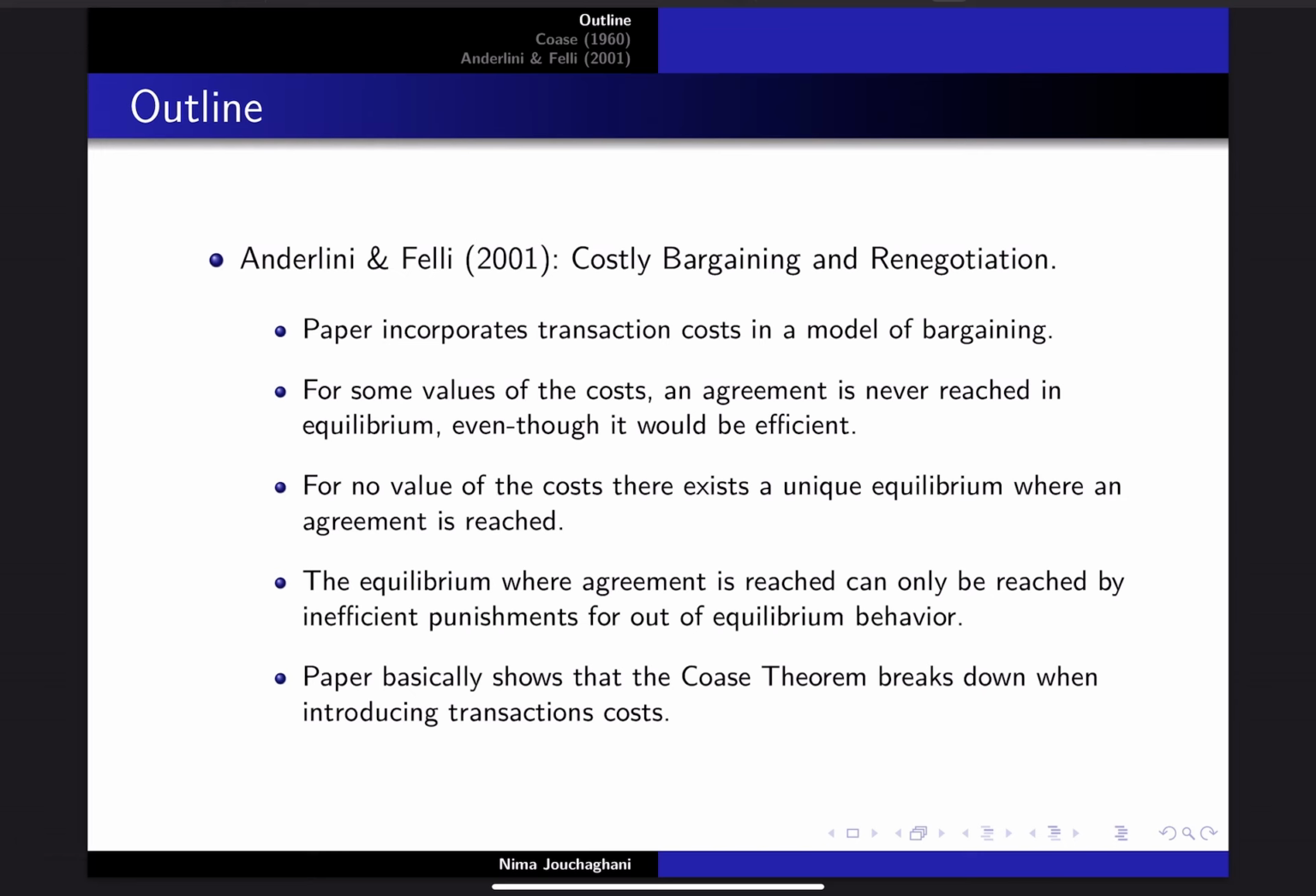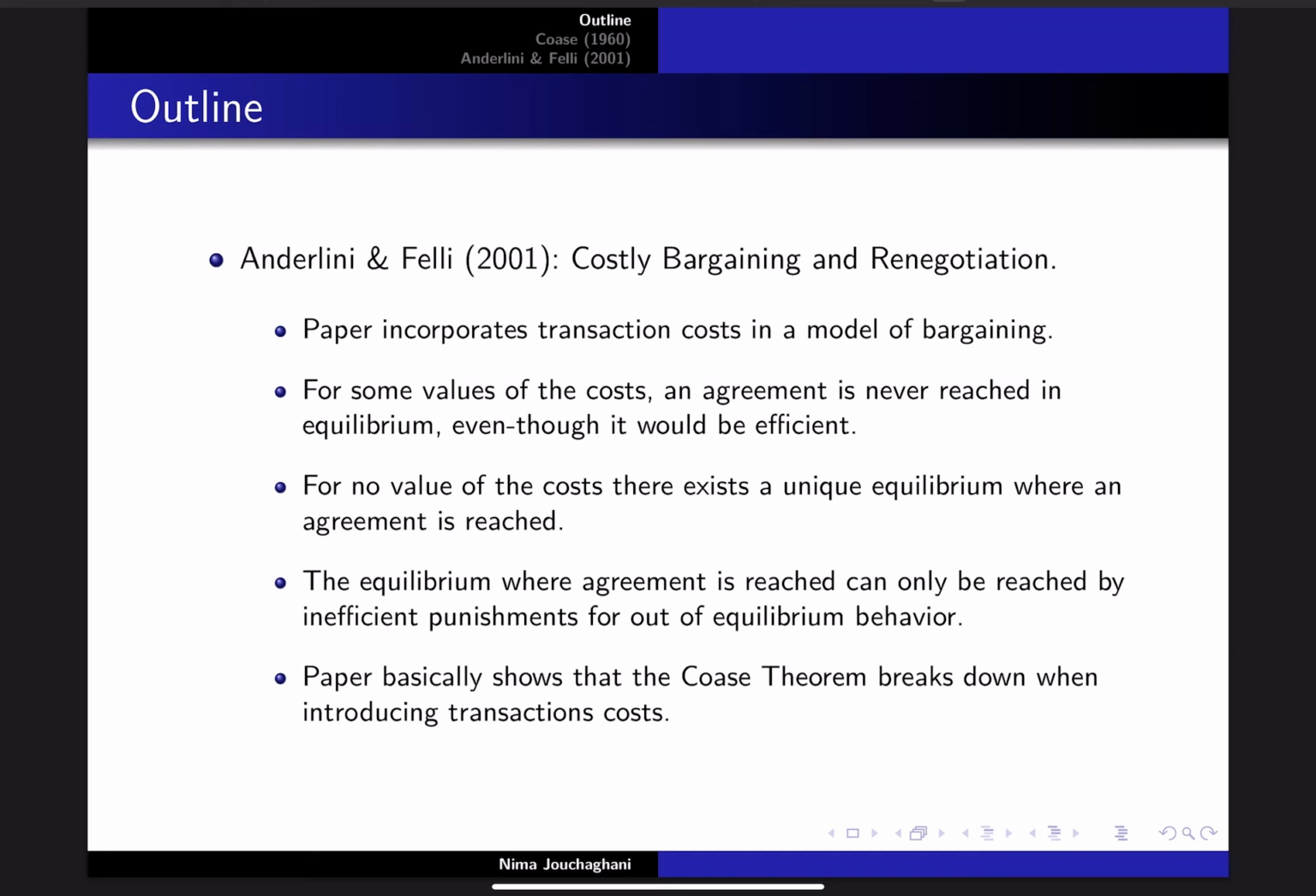So the second paper that I'm going to present, Anderlini and Felli, with the title Costly Bargaining and Renegotiation, is incorporating transaction costs in a model of bargaining. And what they find is that for some particular amount of the costs, an agreement between the parties in the market is never reached in equilibrium, even though it would be efficient. So this is an argument to say that the market outcome, which is efficient, might never be reached in equilibrium. What we would always observe in a market like this, where we have externalities and costly bargaining and renegotiation, and they have full information in the paper, are outcomes where we do not see any agreement at all, and hence the outcome is always inefficient. That's what could happen if you take this model literally.